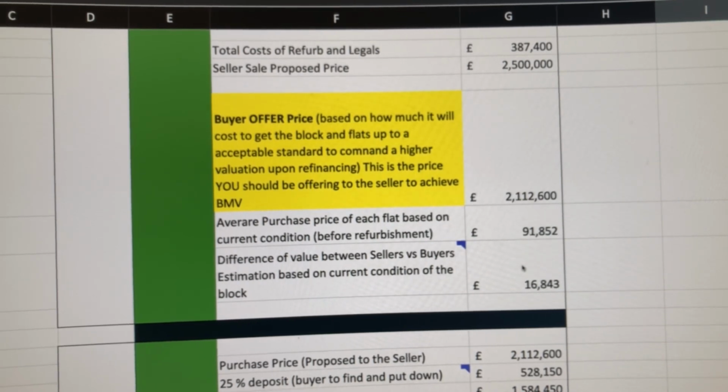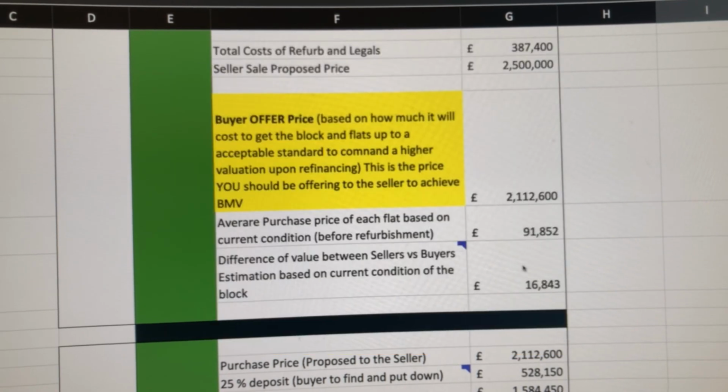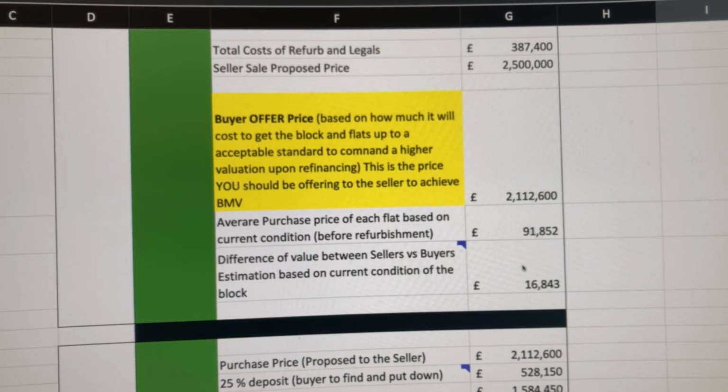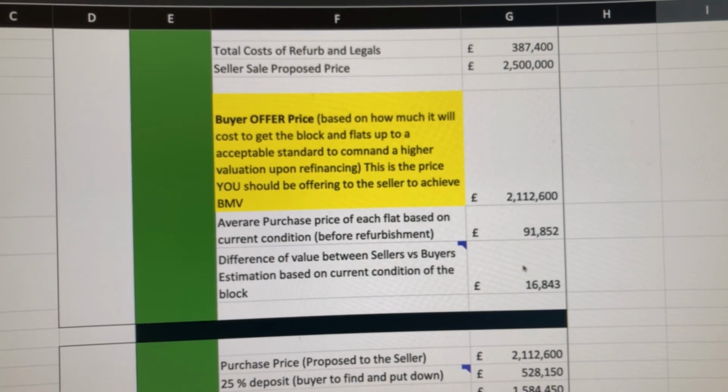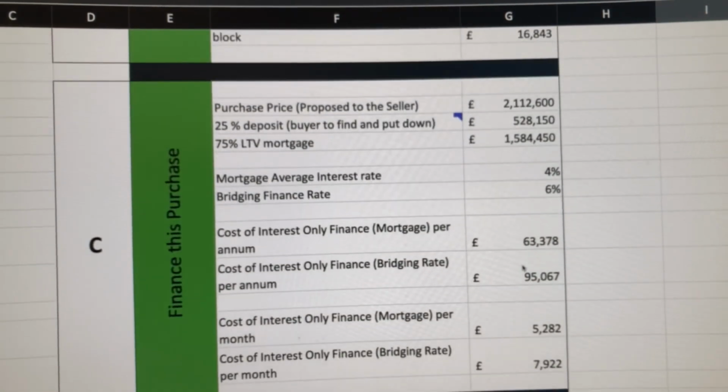So already, in 2 steps, I've managed to work out what's going on with the seller and how they've arrived at this price. And the second part is, how do I then arrive at an offer price that serves my needs and will cover my cost. So in the next section, I will talk about how we then look at financing this block.